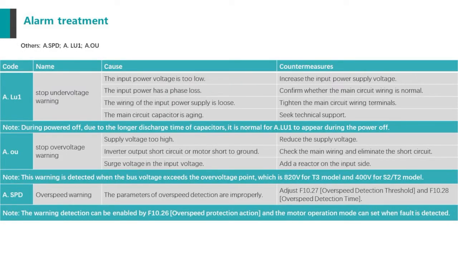There are also several alarms we seldom meet, like the LU, OU, and SPD: the low voltage alarm, over voltage alarm, and overspeed alarm. The low voltage alarm and the over voltage alarm could be eliminated after checking the supply power or the wiring. But for the A.SPD, the overspeed alarm, that is detected when the motor speed is higher than the given speed. Or you can think the motor frequency is higher than the given frequency.